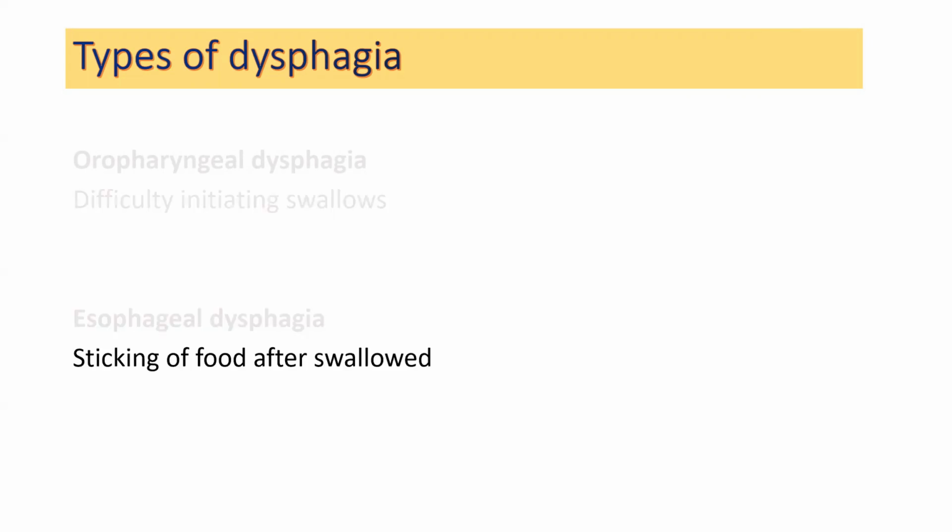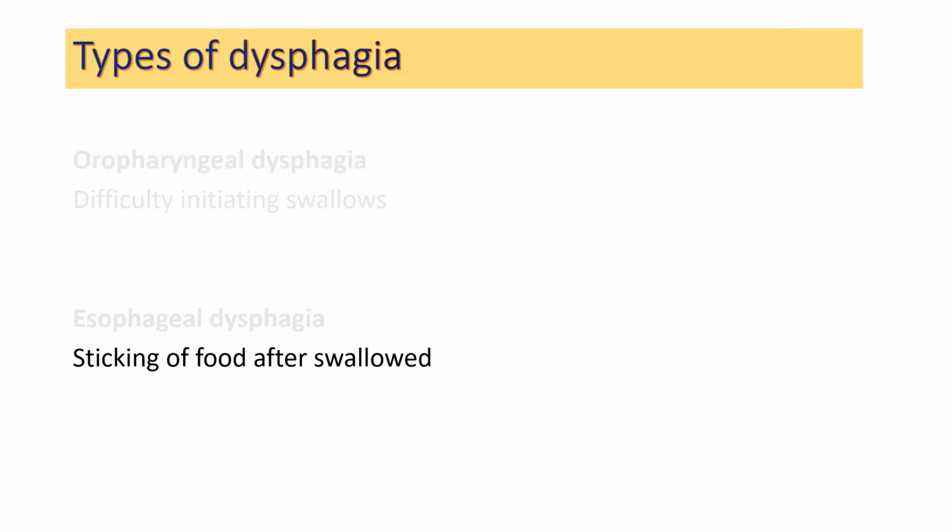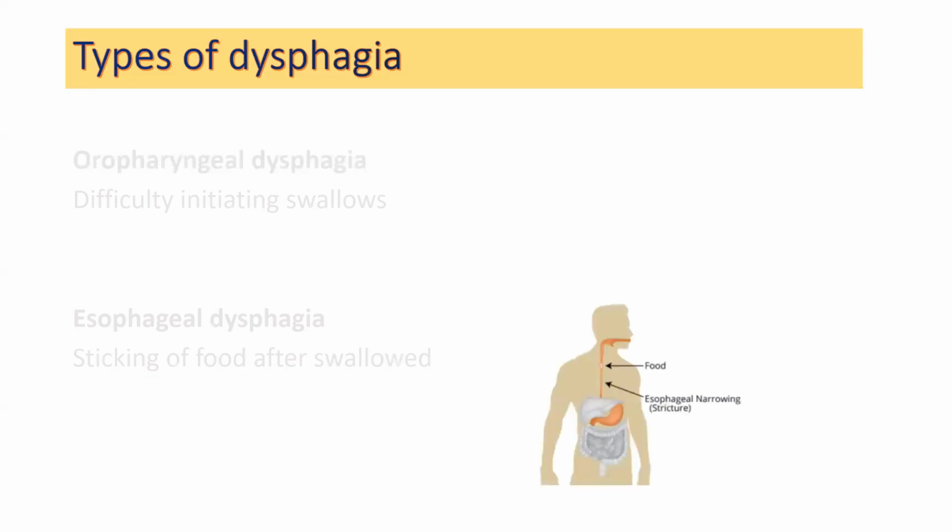In esophageal dysphagia, the food is stuck after swallowing, whereas in oropharyngeal dysphagia, the difficulty is initiating the swallow. In esophageal dysphagia, we have a problem in the esophagus, so we cannot swallow, and the food will be stuck in the esophagus. Look at this: the food is swallowed, and we have esophageal narrowing, like a stricture, something like achalasia, or webs or rings that cause narrowing of the esophagus and make swallowing difficult.